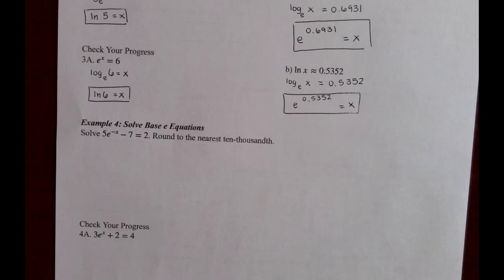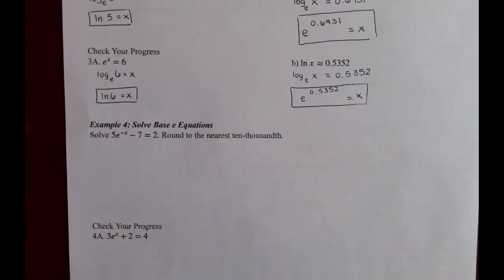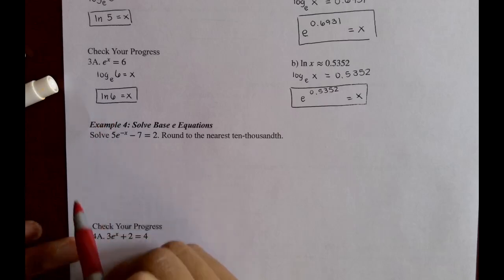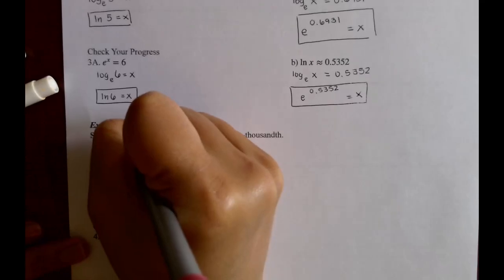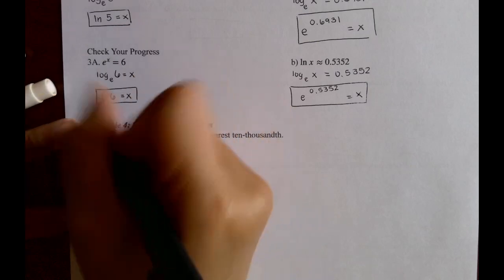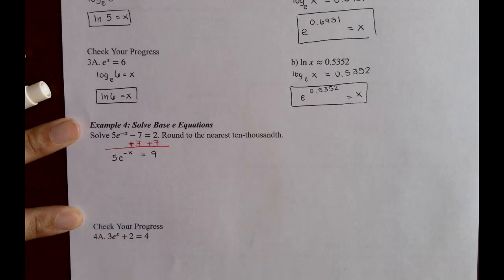Now we're going to take all of that and solve our base e equation. The first thing I'm going to do is get my exponent by itself. To do that we go in reverse order of operations. I see multiplication, exponent, and a subtraction. Since we're going in reverse order of operations, I'm going to get rid of the subtraction first. The opposite of subtraction is addition, so I'm going to add 7 to both sides. So this becomes 5 times e to the negative x equals 9.